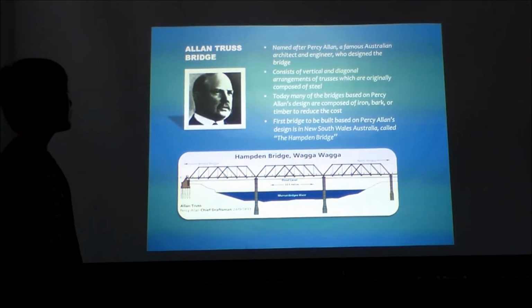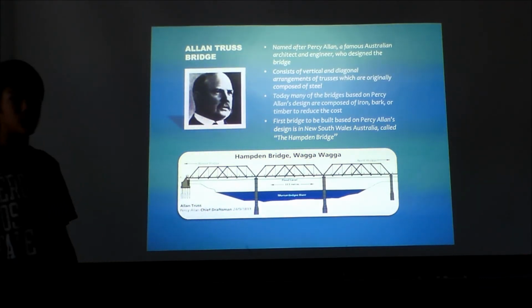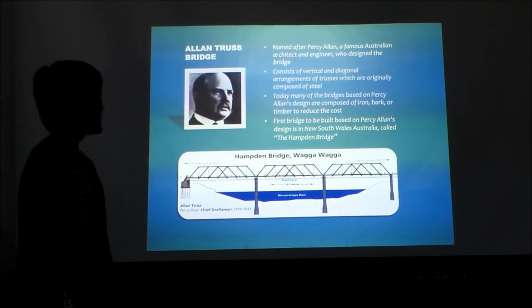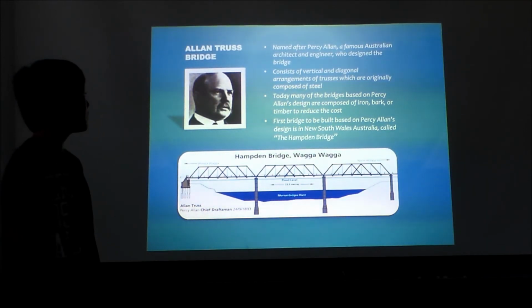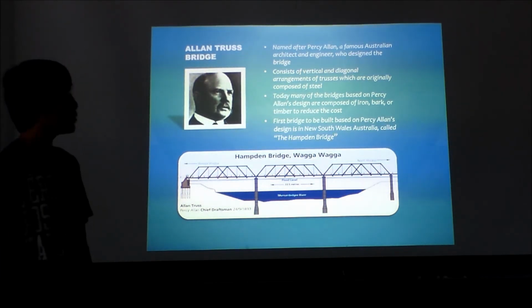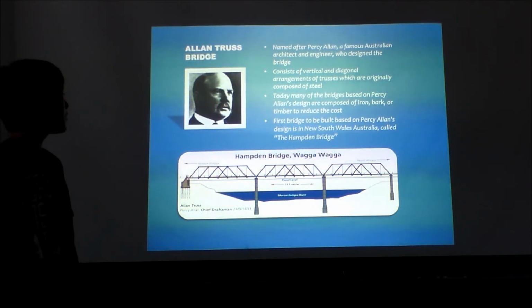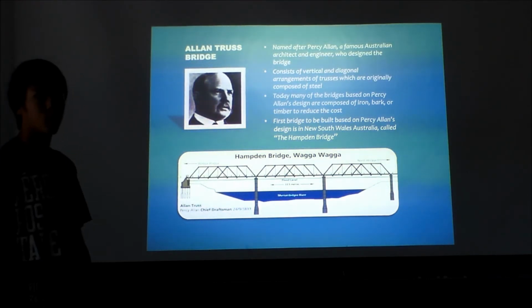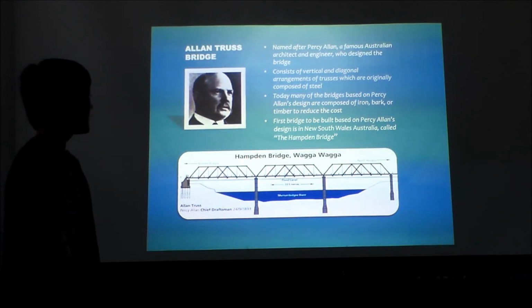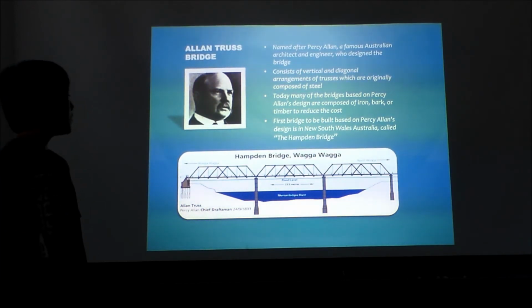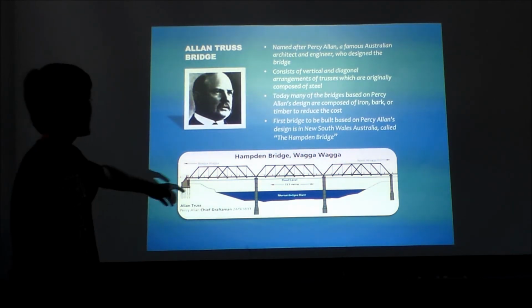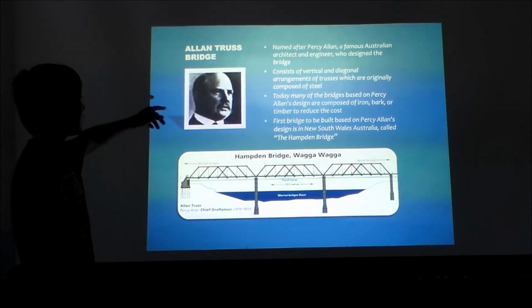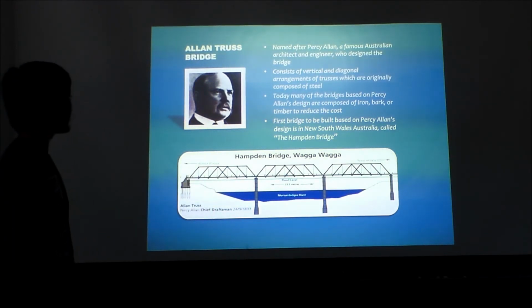The Allen Truss Bridge is named after Percy Allen, a famous Australian architect and engineer who designed the bridge. The bridge consists of vertical and diagonal arrangements of trusses which were originally composed of steel. Today, many of the bridges based on Percy Allen's design are composed of iron, bark, or timber to reduce the cost. The first bridge built based on Percy Allen's design is in New South Wales, Australia, called the Hampton Bridge. Down here is the Hampton Bridge, and over here is a picture of Percy Allen.